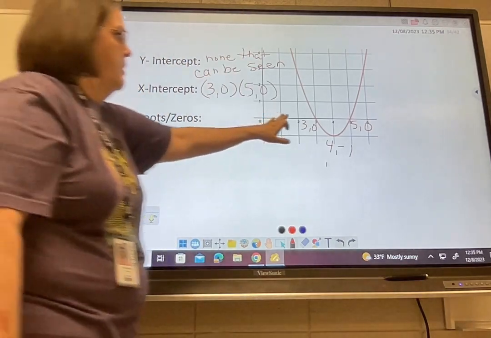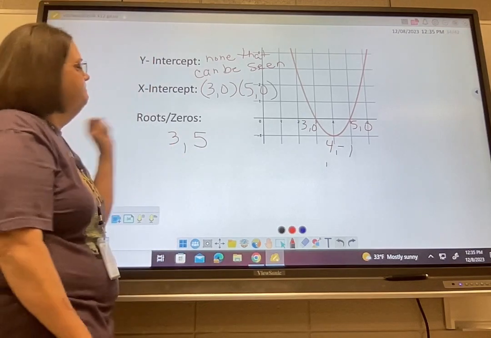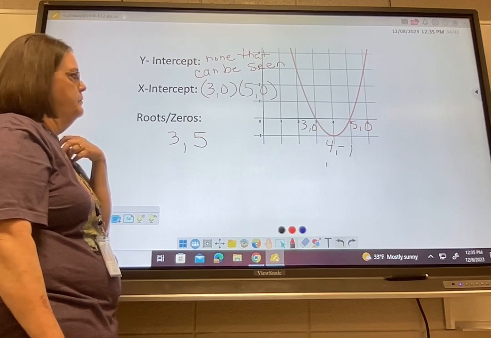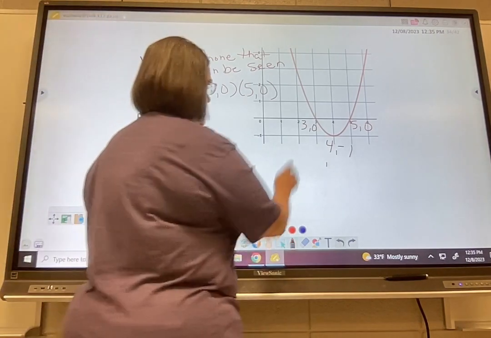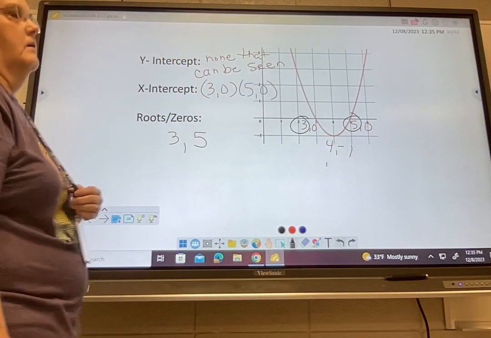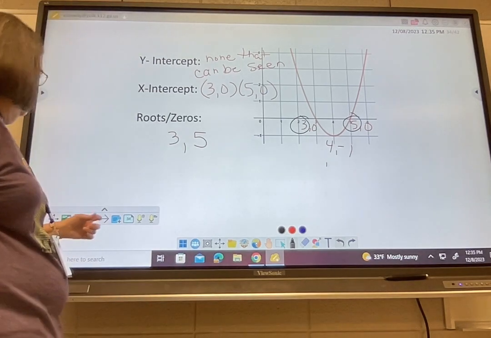The x-intercepts are at 3, 0 and 5, 0. And your roots, now the reason I put it this way, I call them zeros. Another teacher called them roots. I want you to know they're the same thing. It's the x-coordinate of the x-intercepts. So that would be 3 and 5.